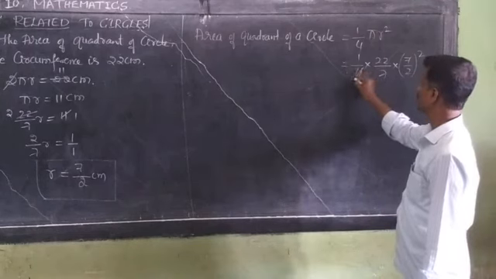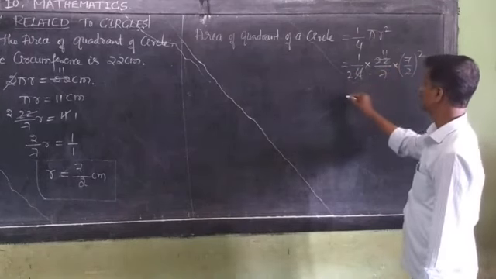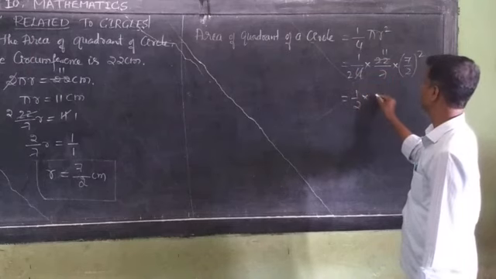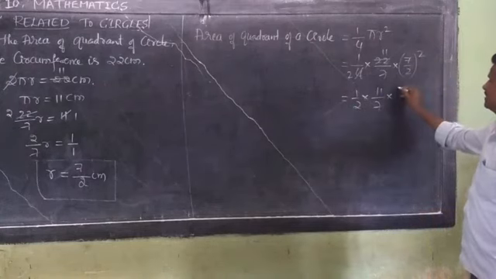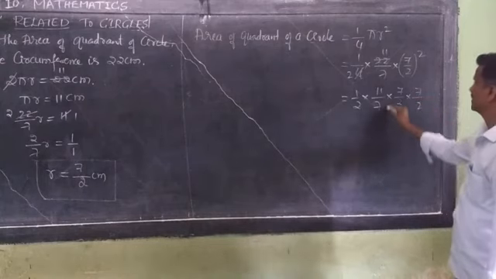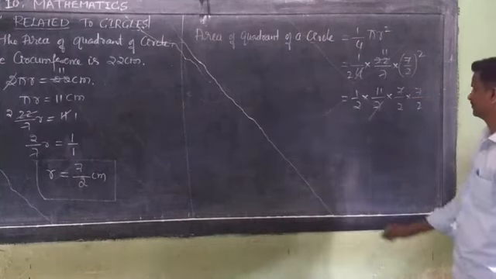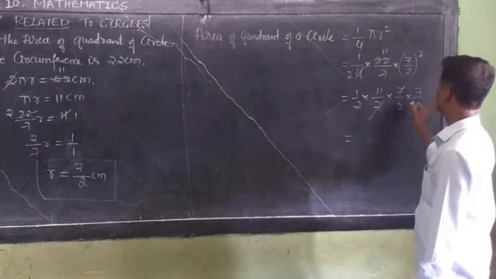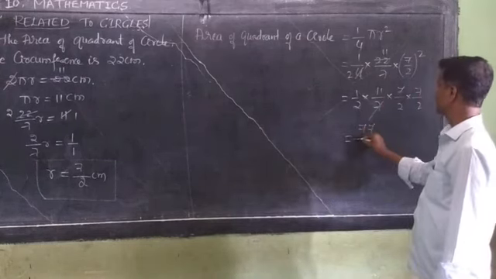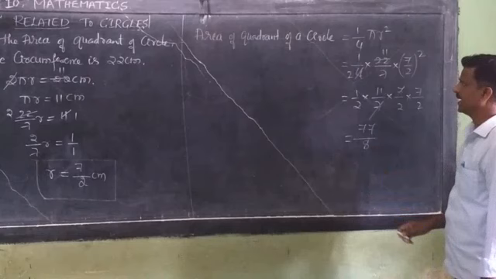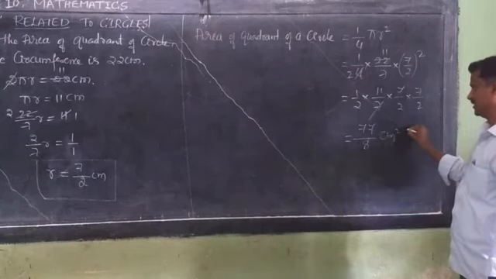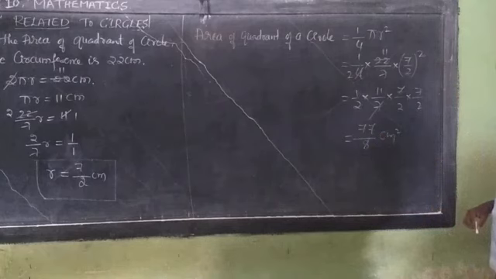This can be simplified here. 2 2s are 4, 2 11s are 22. That is 1 by 2 into 11 by 7 into 7 by 2 whole square, which means 7 by 2 into 7 by 2. Here 7 and 7 cancel. 11 7s are 77. 2 2s are 4, 4 2s are 8. 77 by 8 centimeter square. The area of the quadrant is 77 by 8 centimeter square.